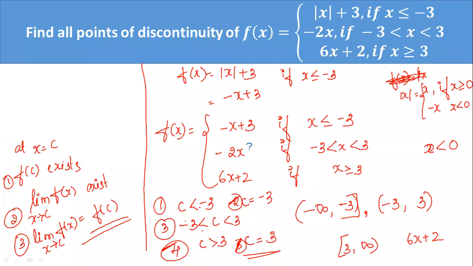C less than minus 3, c equal to minus 3, c in between minus 3 and 3, c greater than 3, and c equal to 3. So these are the things which you have to discuss. Since the screen is very small, as I discuss the first case, you take a screenshot or make a note of it, because later I will erase it. So wait a minute.